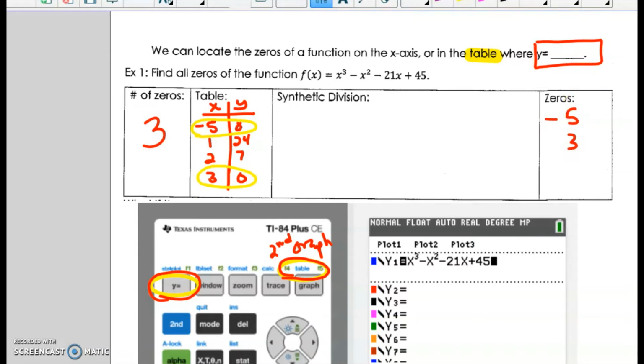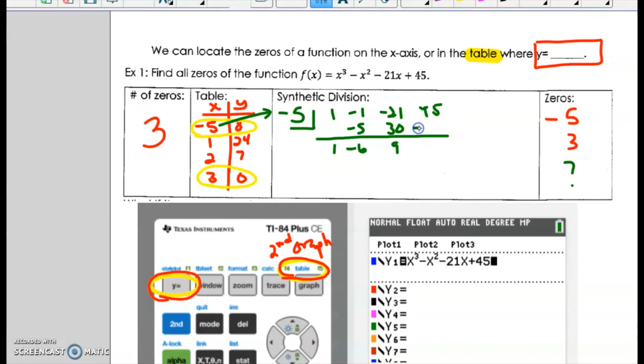That means that there is a third one that we're still looking for. And it didn't show up in the calculator. It did not show up in the table of values. So what we can do is we can take this negative 5 and we can set up synthetic division. 1, negative 1, negative 21, and 45. And we can do our synthetic division with those values. 1, negative 5, negative 6, that's 30, 9, and negative 45. So that gives us a 0, which is what we want to happen.